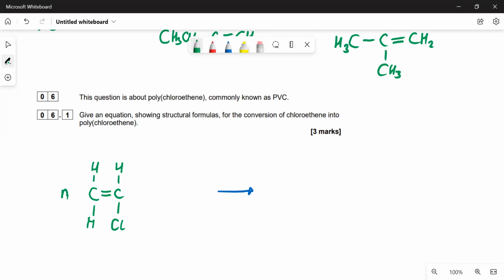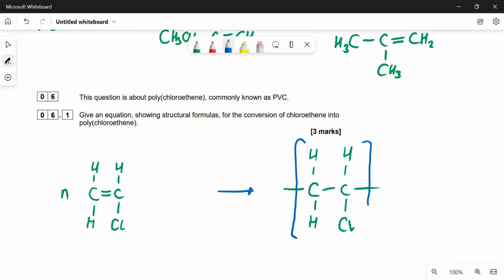So N molecules of chloroethylene, and in the product, the way to draw it is, of course, you only draw one repeating unit. Okay, and you want these bonds, and then you want to put a square bracket around that. That is the repeating unit within the blue square brackets, and we put N there to show the polymer.